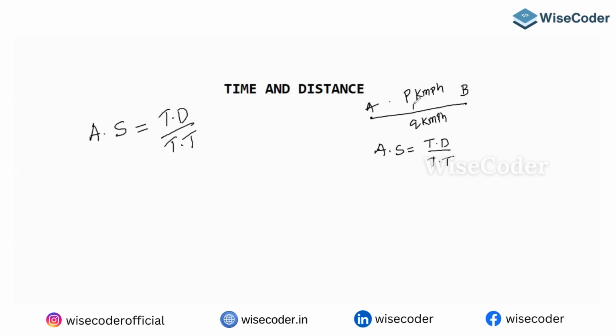I don't know. So let me take d as the distance. Can I say the total distance going back and coming back will become 2d? Yes or no? So d plus d. And time, you don't know the time, but basically the time formula is what? Distance by speed.